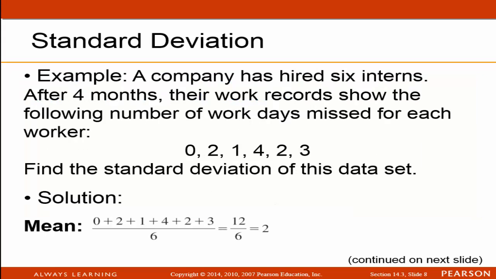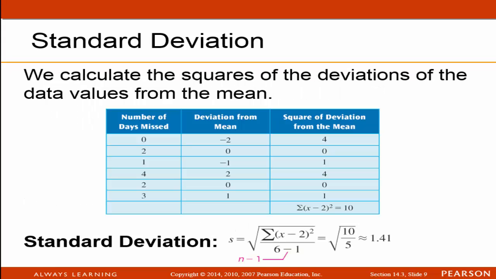So here's an example. A company has hired 6 interns, and after 4 months, their work records show the following numbers of work days missed for each worker. And the data set is 0, 2, 1, 4, 2, and 3. So we're going to go ahead and find the standard deviation for this data set. So the first thing again is we find a mean, and the mean for this data set is 2. So 2 days is the average days missed.